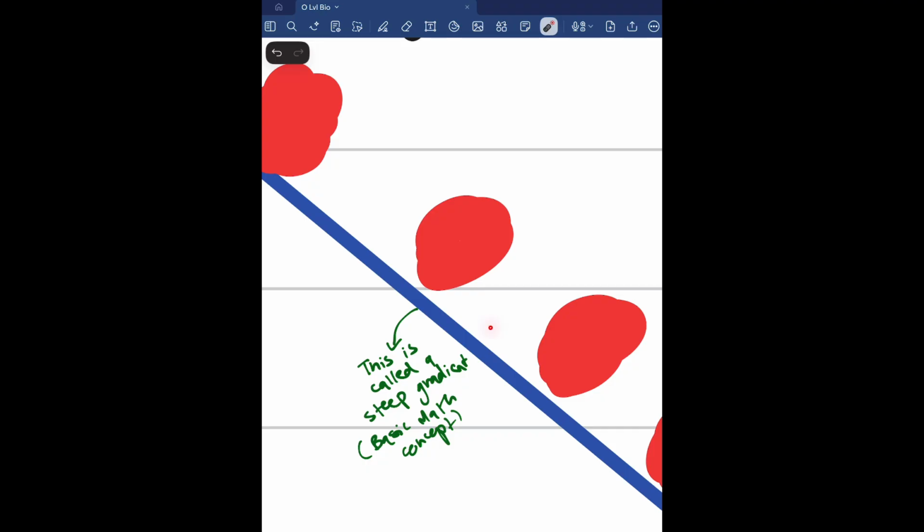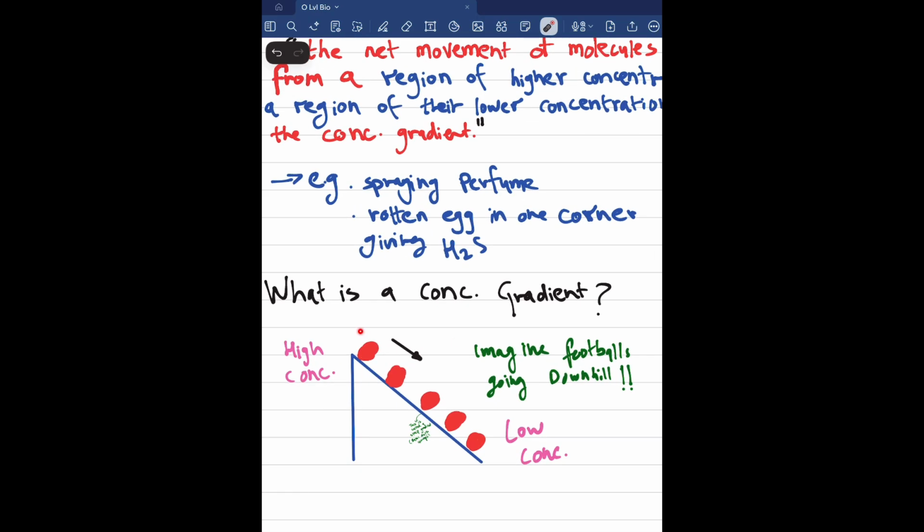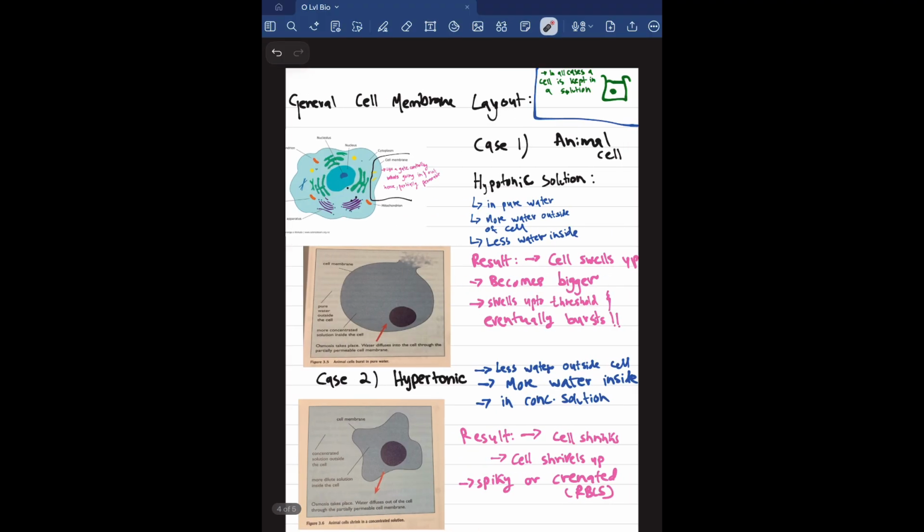It is a basic math concept. When you do your O or A levels or even SAT mathematic graphs, you would understand what a gradient is. So this is a steep gradient, and think of it as footballs going downhill. So that is how it's going down the concentration gradient from a region of higher concentration to lower concentration. So imagine these footballs are your molecules, your ions.